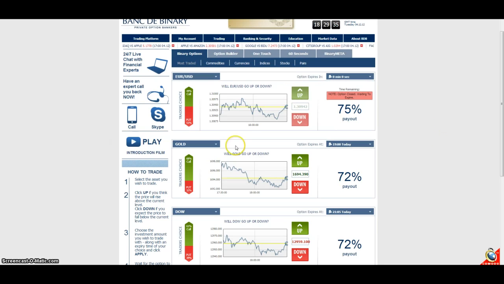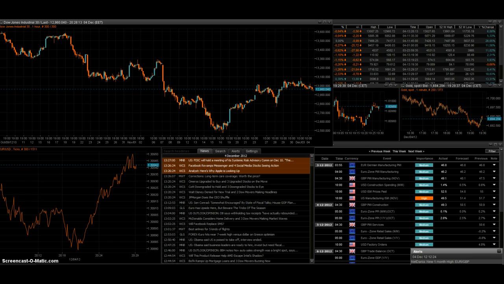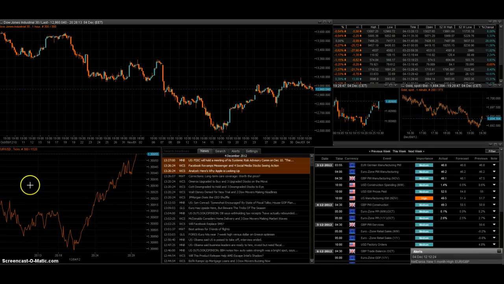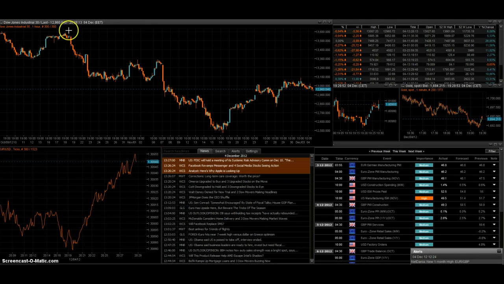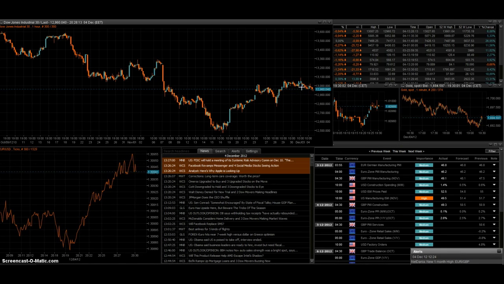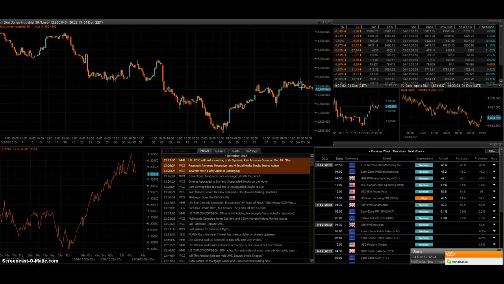So let me first show you guys my screen here and what I usually use during my workday to help me trade. Okay, so here you see I have my setup. I got a few charts here. This is the Dow Jones. It's a 1 hour chart. You can see, today it's been kind of flat here. Nothing too extreme going on.